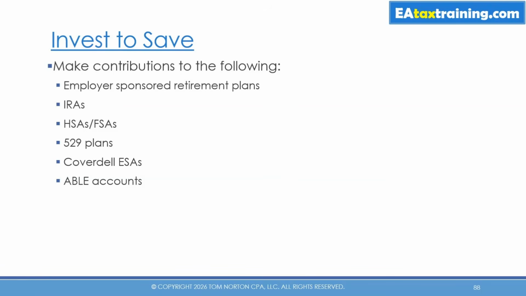Our next tax planning idea is to invest to save. So you can make contributions to any of the following accounts in order to save money on your taxes: employer-sponsored retirement plans, IRAs, HSAs and FSAs, 529 plans, Coverdell ESAs, and ABLE accounts. So we'll talk about each of these.